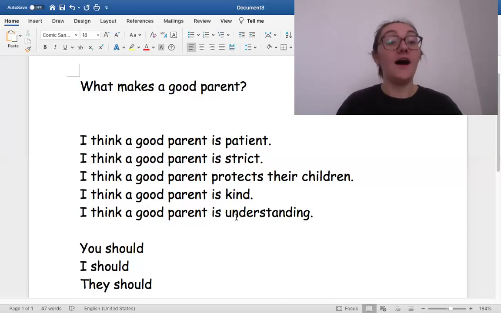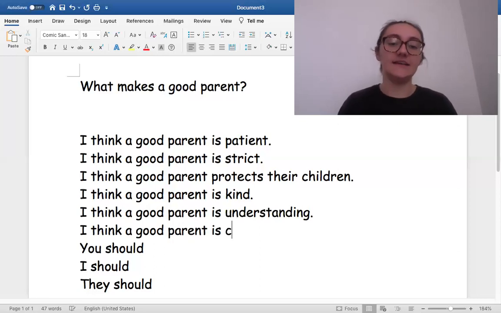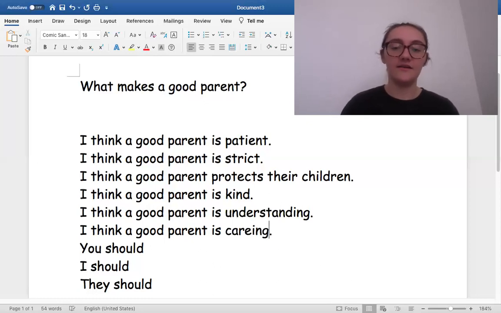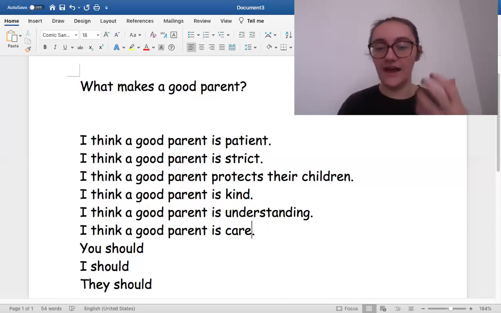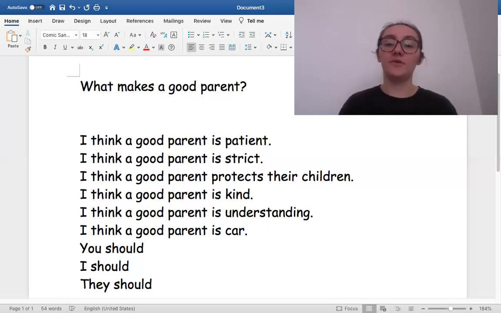Or I think a good parent is caring. Oh, I spelled that wrong. Is caring, right? So we know that care is spelled C-A-R-E, right? Care, to look after. But if we want to make it a progressive verb, we get rid of the E and put ing. So I think a good parent is caring.